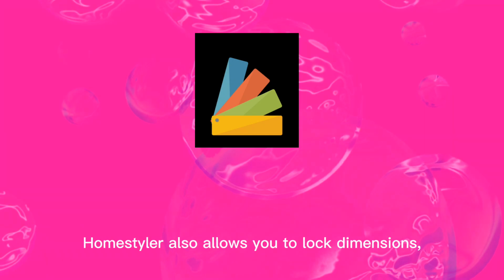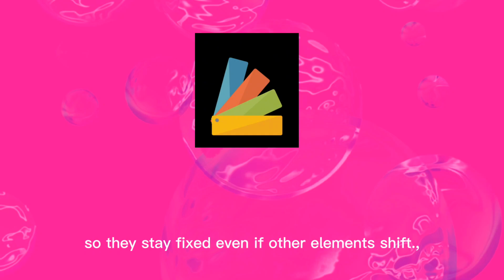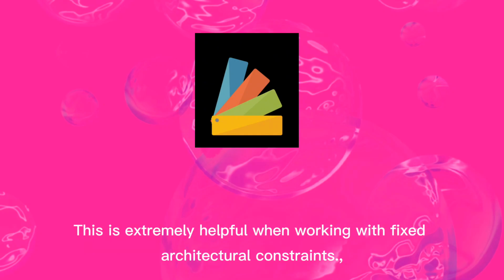Homestyler also allows you to lock dimensions, so they stay fixed even if other elements shift. This is extremely helpful when working with fixed architectural constraints.